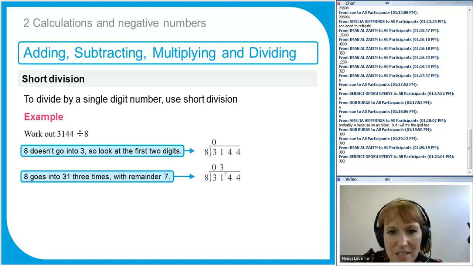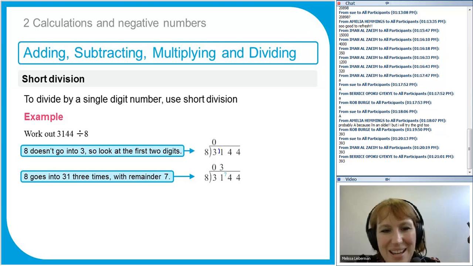Whoops, I think I did too many steps. So we carry the 3 into 31. So we put the little 3 there if you want. Now, I think I've shown too many steps there really. Let's just go back a step and see what we did. 8 into 31. So you need to remember your 8 times table. You can use your fingers if you want, I'm all for that. So we've got 8, 16, 24, 32. So it goes 3 times. 3 times 8 is 24.